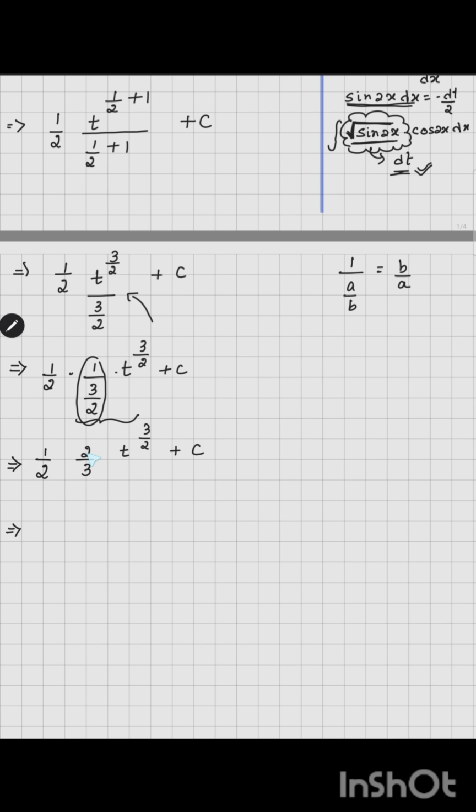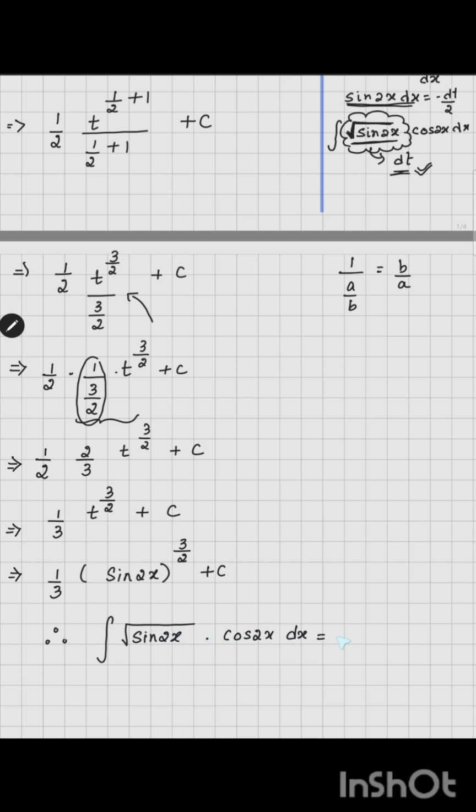Now this implies 2 by 2 is 1. So we are left with 1 by 3 t to the power 3 by 2 plus c. Now this implies 1 by 3, the value of t. So we have equated sin 2x equal to t, right, to the power 3 by 2 plus c. So therefore the conclusion is integral of square root of sin 2x into cos 2x with respect to x is equal to 1 by 3 sin 2x to the power 3 by 2 plus constant of integration. So this is the solution.